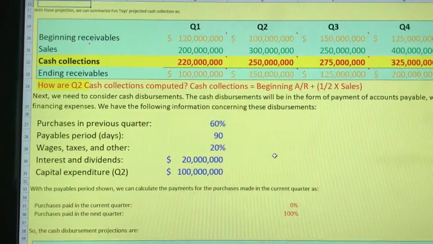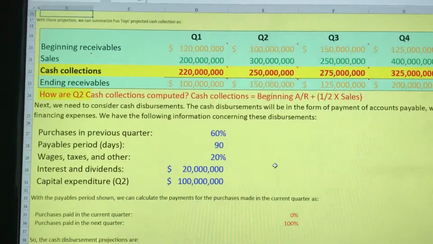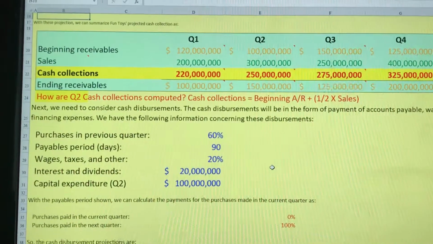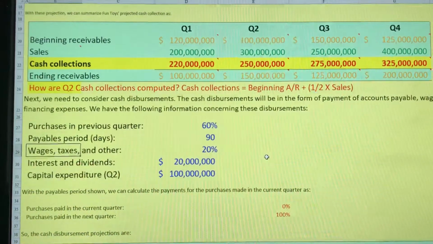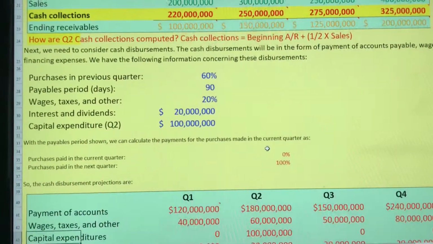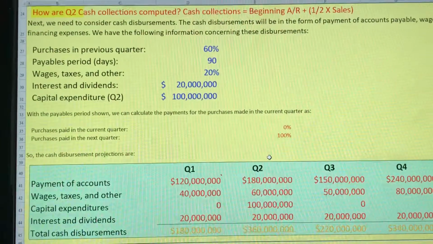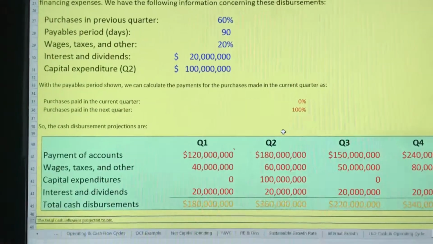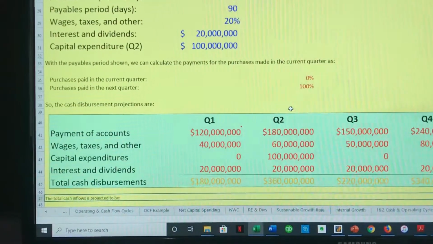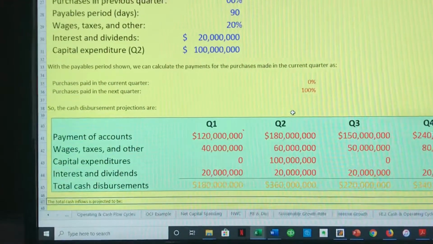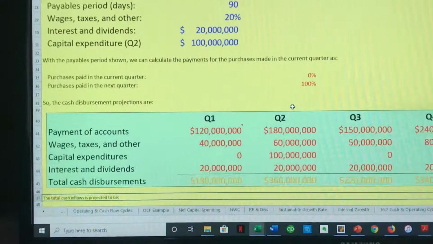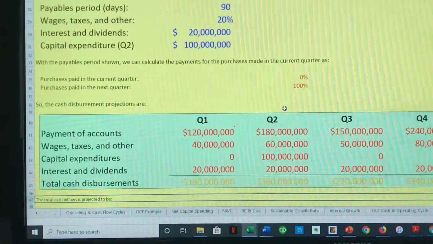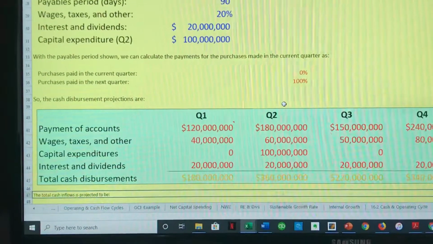What happened with cash disbursements? The book goes through the example of telling us the cash disbursements will be in accounts payable payments, wages, taxes, dividends, and capex at different times. And I created a table for this as well. It starts on row 40, and accounts payable are made at the rate of 60% of the quarter sales. So 0.6 times 200 is 120, and you see that in row 41. Wages, taxes, and other are at the rate of 20% of sales. So 200 million times 0.2 gets you 40 million. Capital expenditures were going to be made in Q2, so there's nothing there for Q1. And interest and dividends are fixed at exactly 20 million.